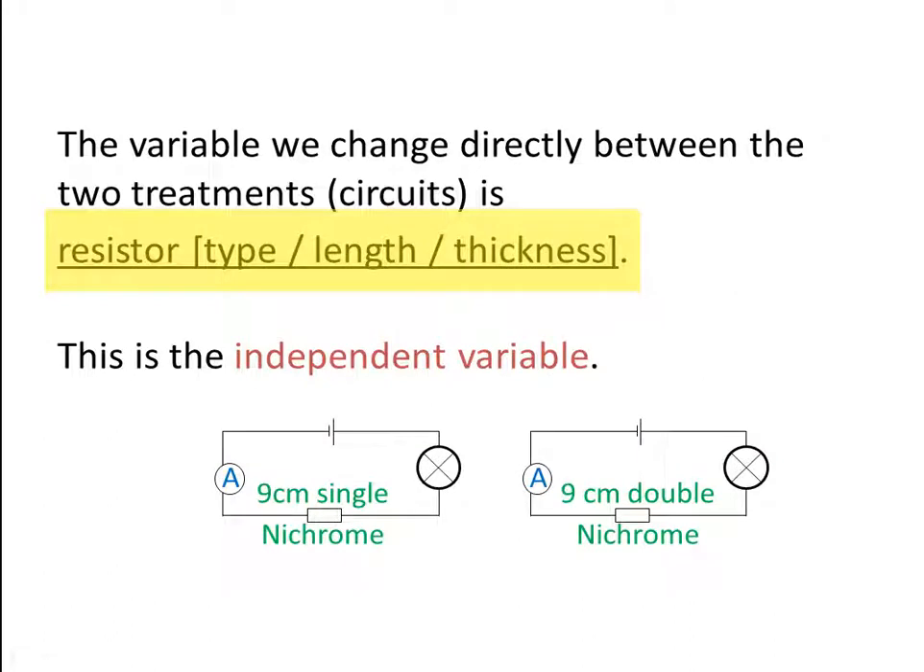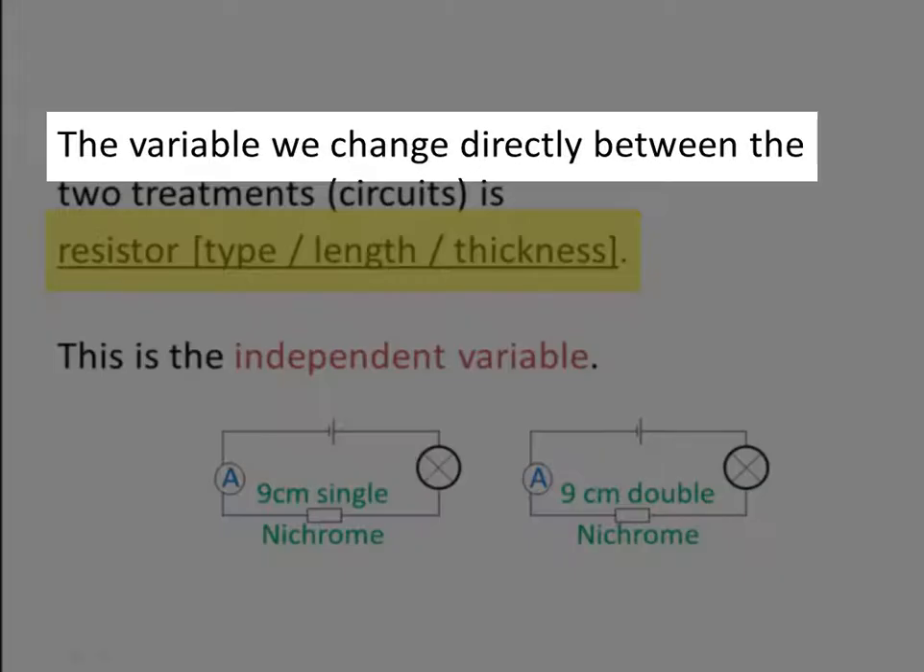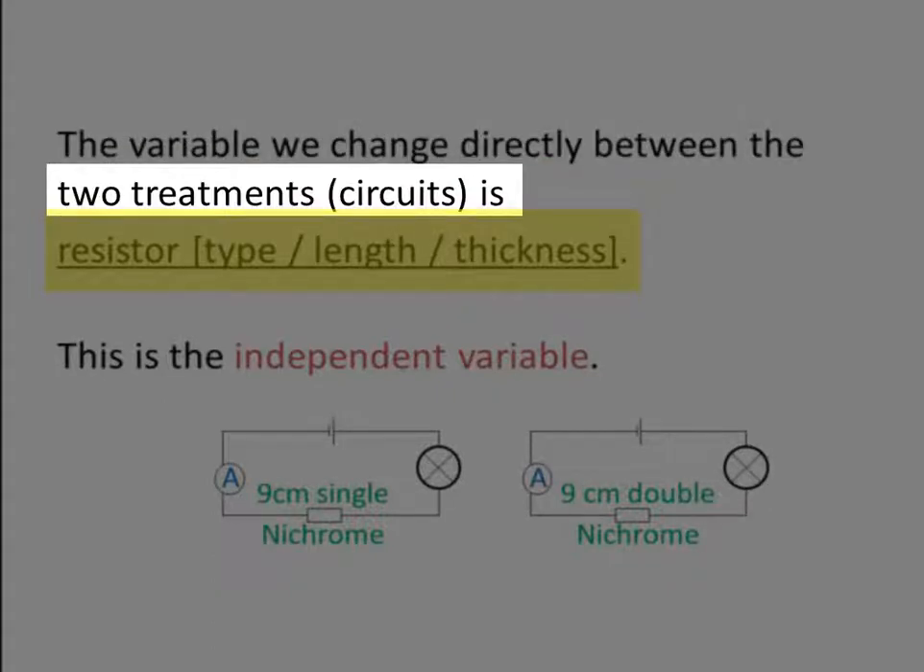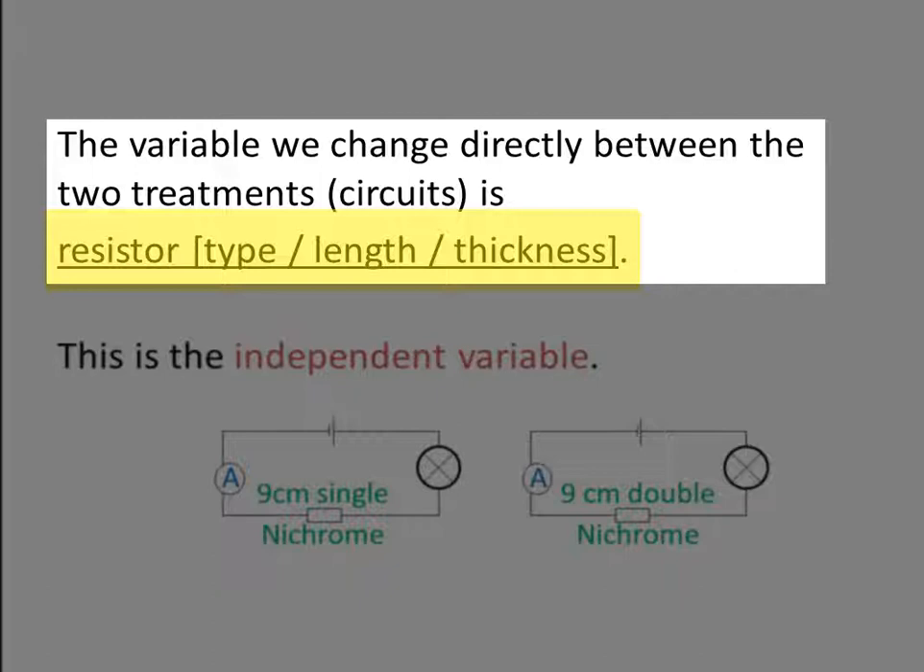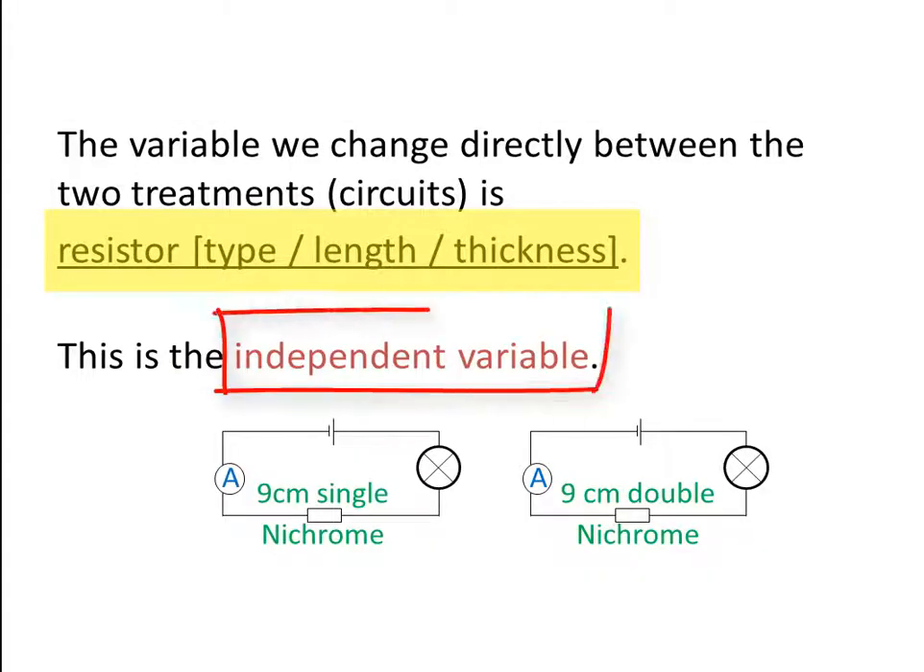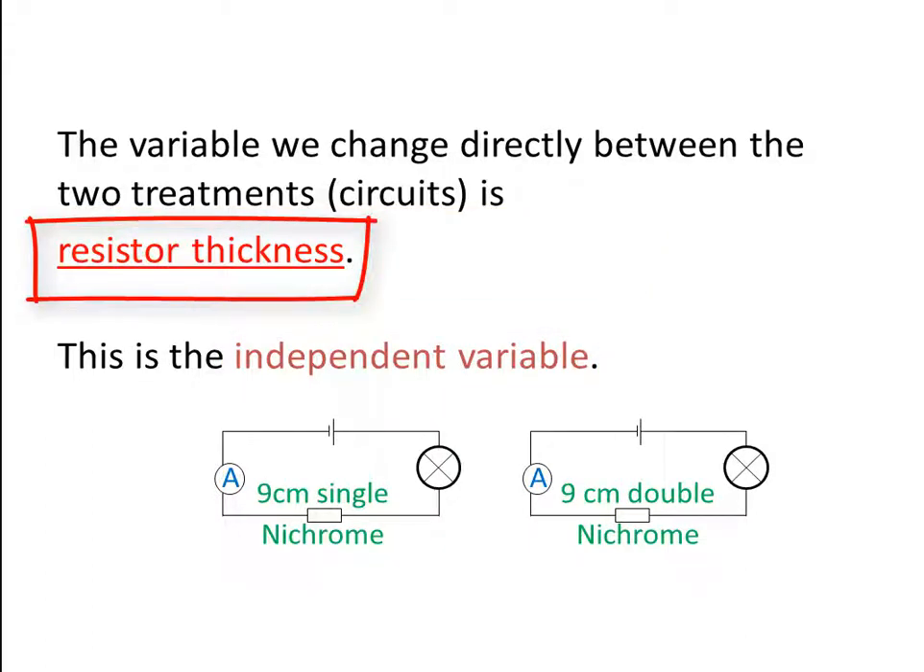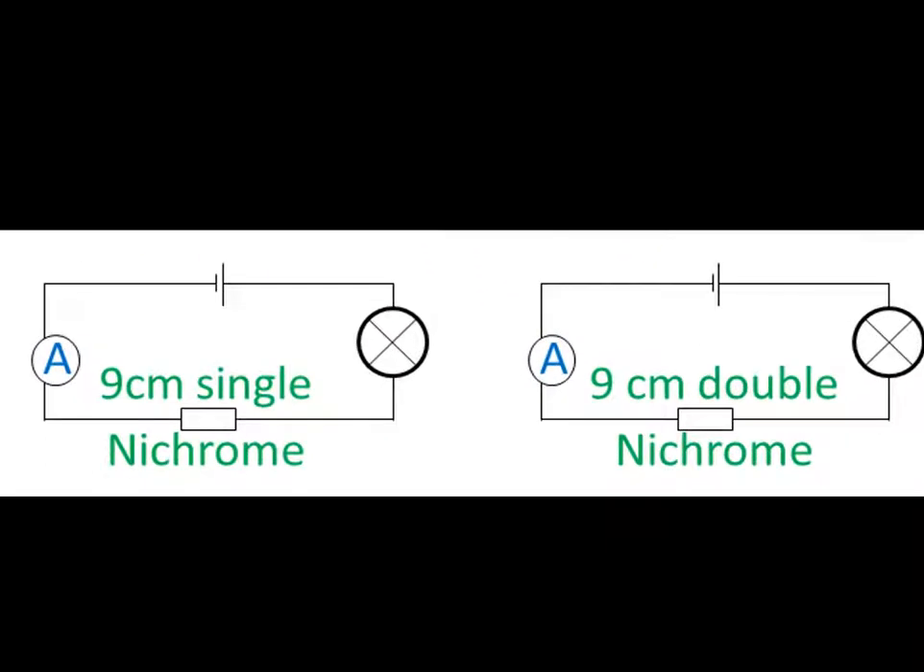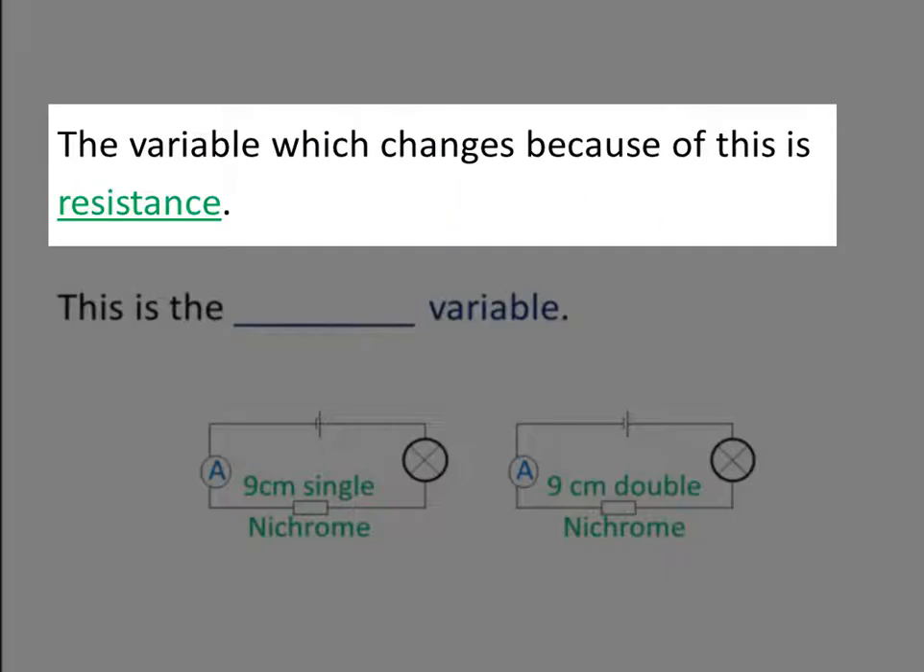To help us with this, answer this question. The variable we change directly between the two treatments, between the two circuits, is it resistor type, resistor length, or resistor thickness? And that is our independent variable. Resistor thickness is our independent variable because these two differ in thickness. We make them to differ in thickness from the start. And then the variable which is different between the two treatments because of the resistor thickness being different is resistance.